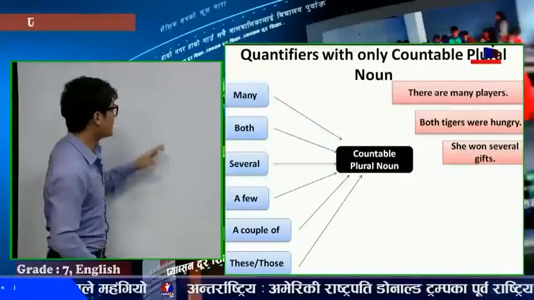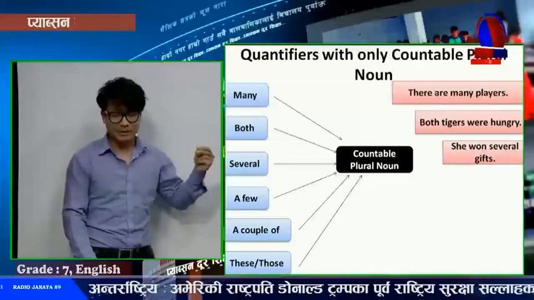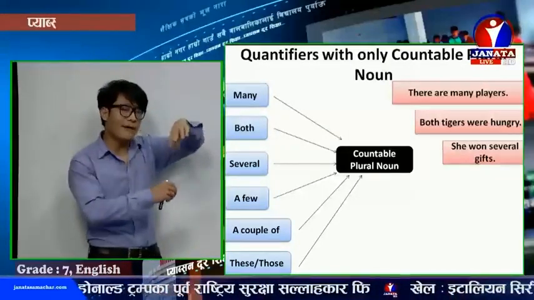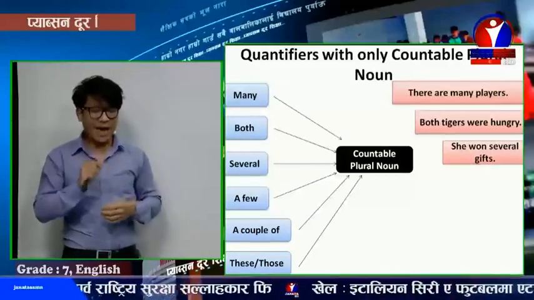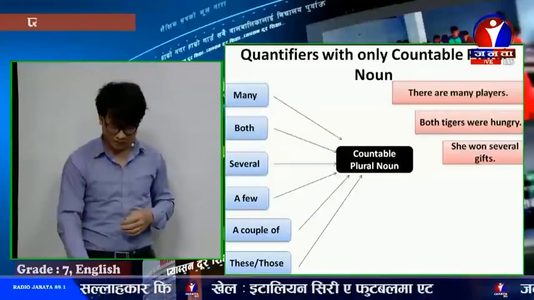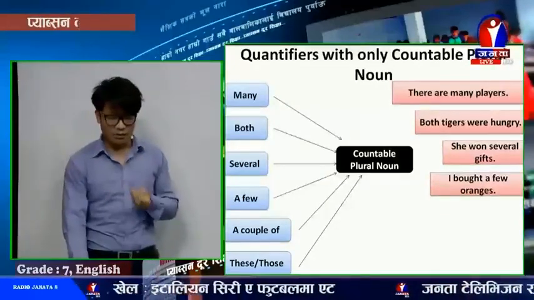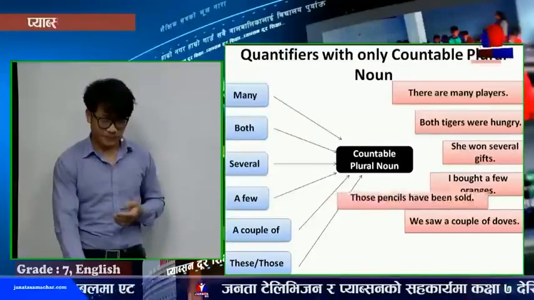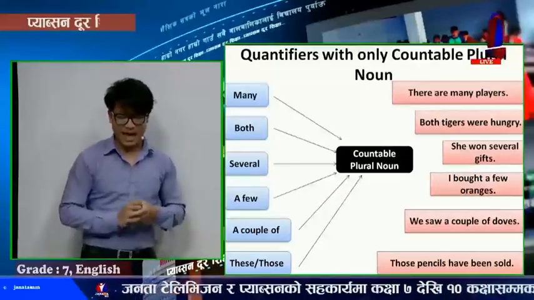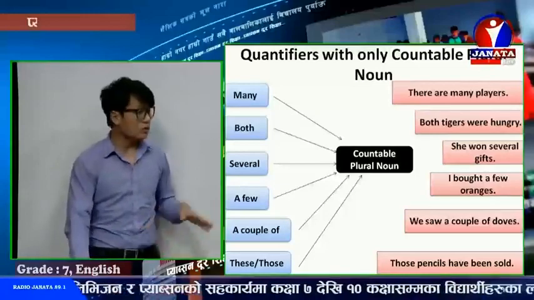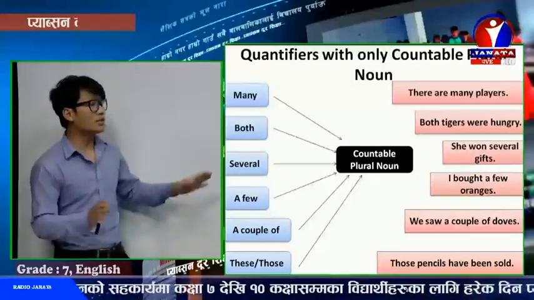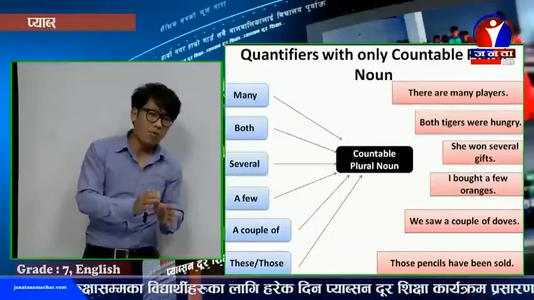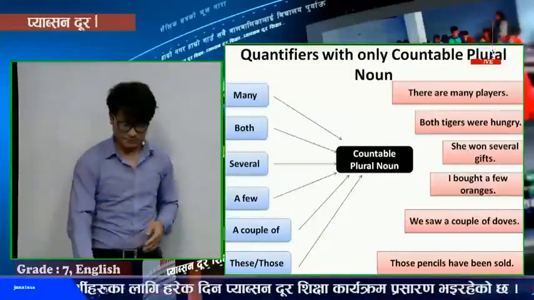If you write after several only gift, G-I-F-T, then that will be wrong, because after several, this quantifier, you should use G-I-F-T-S, gifts, plural. I bought a few oranges. We saw a couple of doves. And last is, those pencils have been sold. So these are the ways we use the quantifiers with uncountable nouns, countable singular nouns, and countable plural nouns.